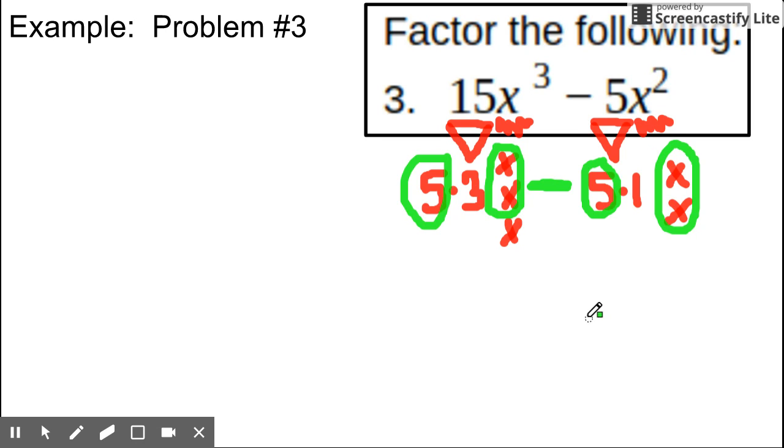So what I'm going to do is write what I'm going to take out. Both pieces can give me a 5, and both pieces can give me 2 X's. So I'm going to write it in exponential form. Instead of saying 2 X's, I'm going to say x to the second power, or x squared.